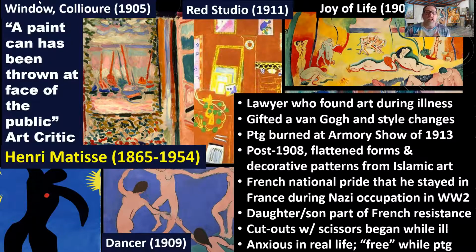He's actually seen as a national hero because his daughter and his son are both part of the French resistance. And during Nazi occupation in World War II, Matisse is offered a ticket to go to New York, the hotbed of artistic activity. And he refuses and says, I am a Frenchman, and he stays there.